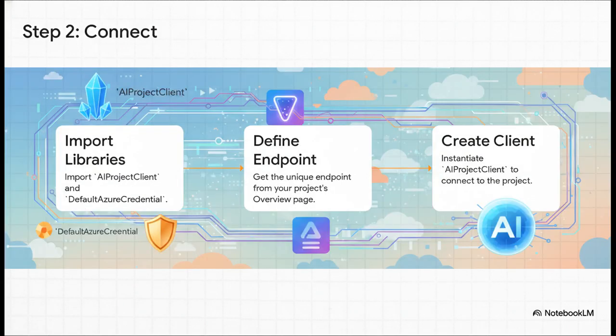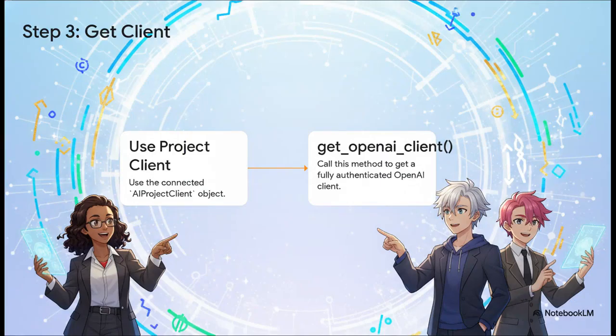All right, next we connect to the project. You just import the client, tell it your project's endpoint address, and create the object. And check this out. That DefaultAzureCredential thing, it magically handles all the authentication. Seriously, no more copying and pasting API keys into your code. It's awesome. Okay, now pay attention, because this is where the magic happens. We have our project client, right? All we do is call one method on it, get_openai_client. That's it. One line of code, and boom, you have a fully authenticated OpenAI client ready to go.